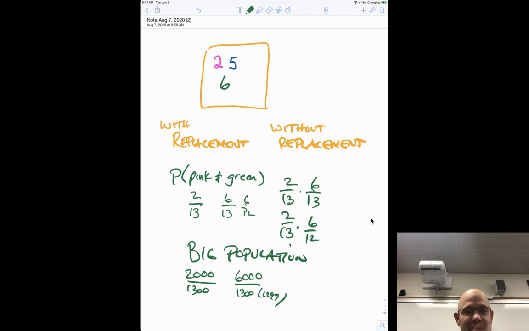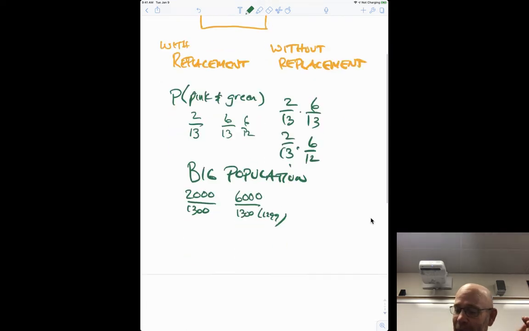I just wanted to mention those two ideas because there are some card problems. What's the probability of picking a heart and a king, and then whether you replace or not is very, very important. Oh, and speaking of that, this might help too.